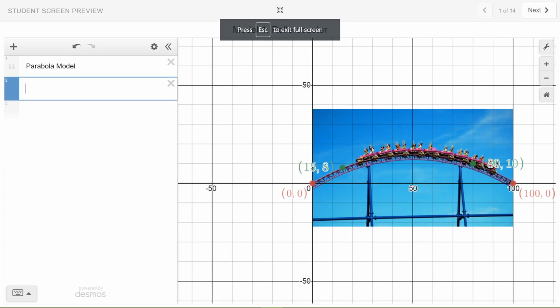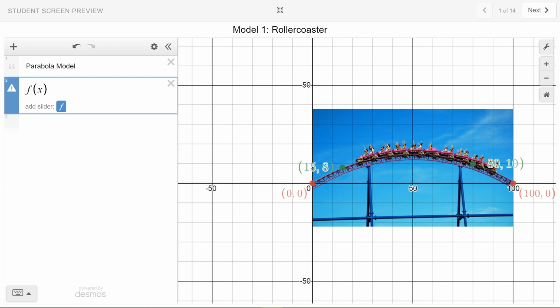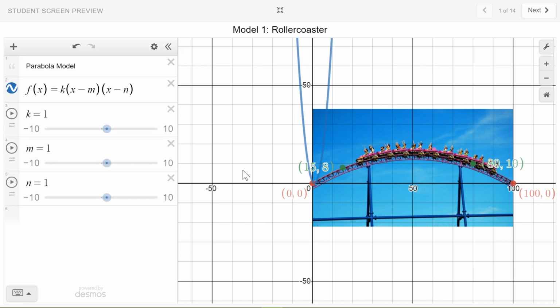So first model I'm going to do is a parabola model. My standard form of an equation for a parabola is f of x is equal to k(x minus m)(x minus n), where m and n are our x-intercepts. And I'm just going to put sliders on, see what happens.